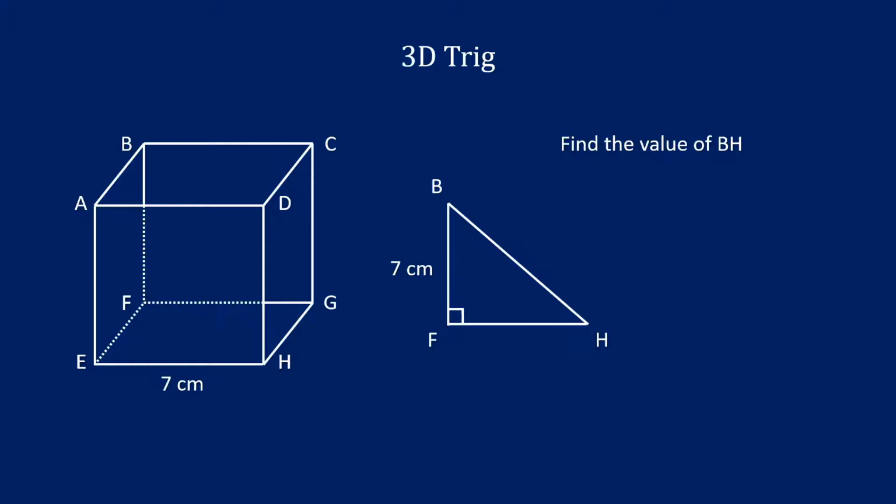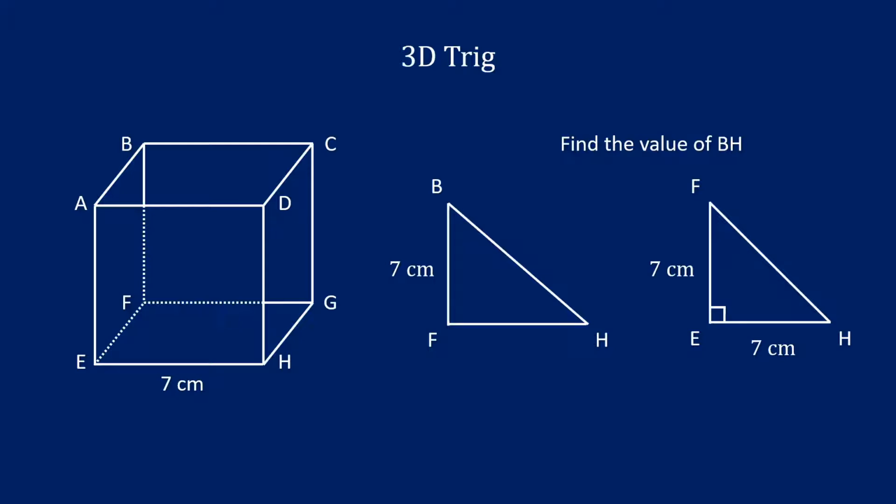What I can do is find the value of FH. And in order to do that, I'm going to do the exact same working out. I'm going to take a triangle that contains FH out of the 3D shape. So I'm going to take that triangle over there, triangle FHE, remove it from the 3D shape, and let's put the pieces of information that I know. I know that EH is 7. I know that FE is 7. How do I know that? Well, it's a cube, so all the sides are going to be the same. And I know that it's a 90-degree angle, FEH.